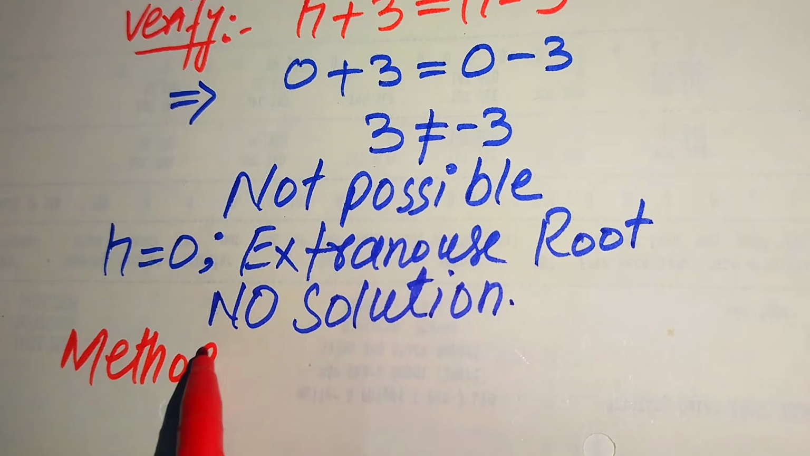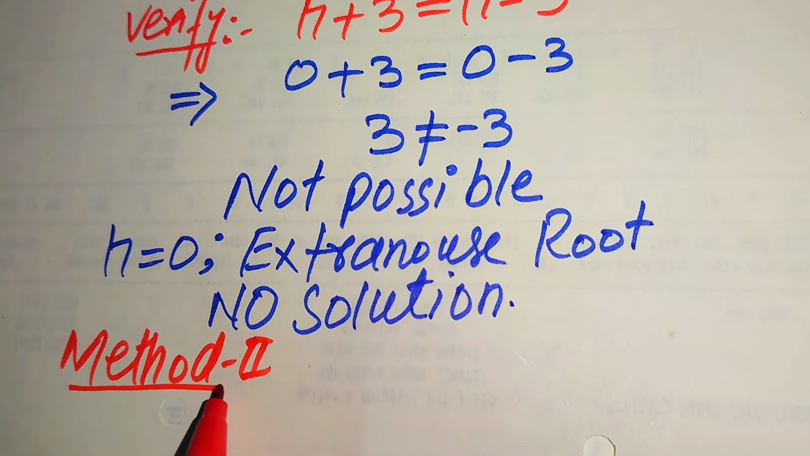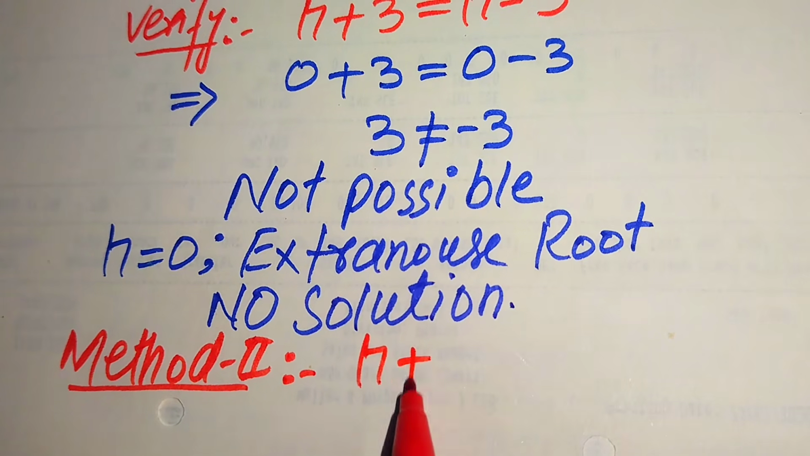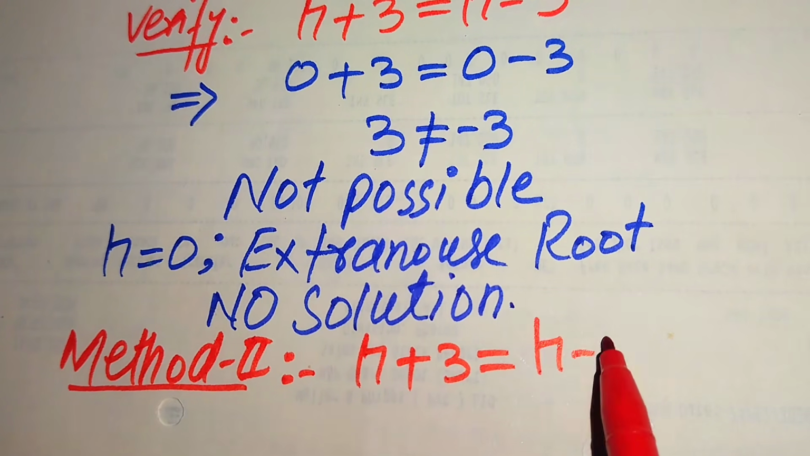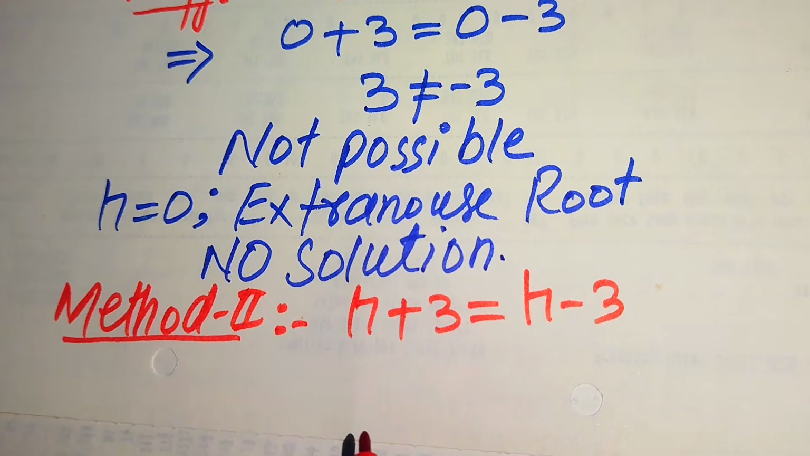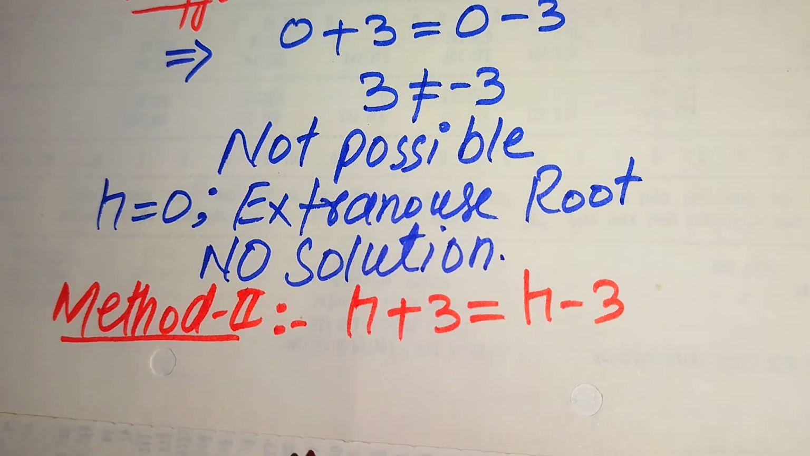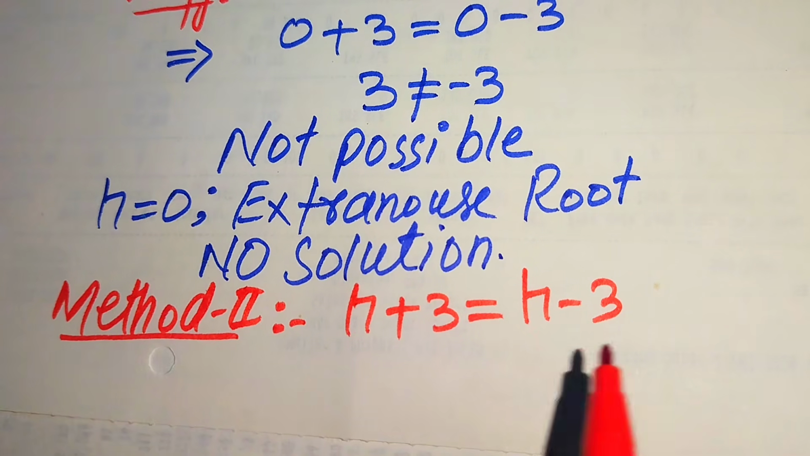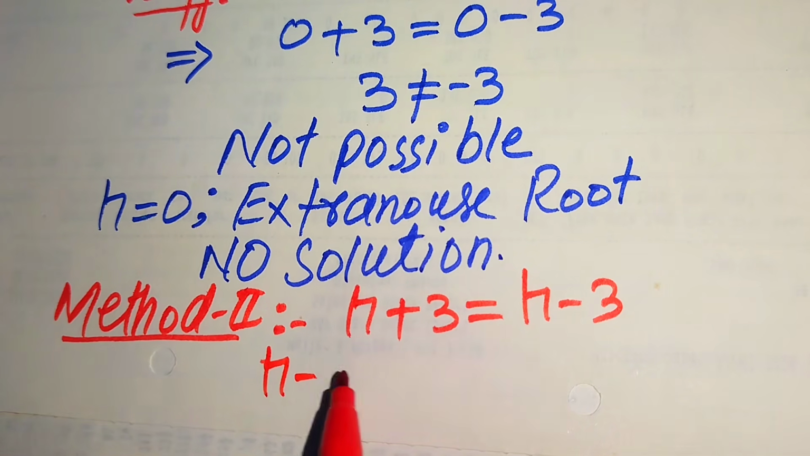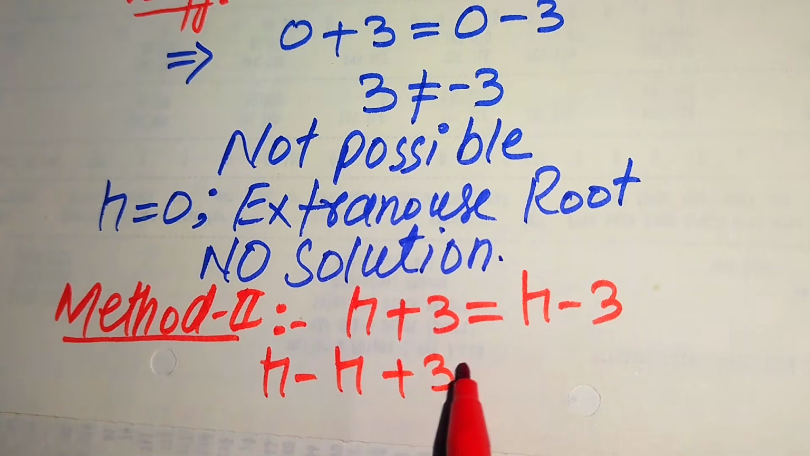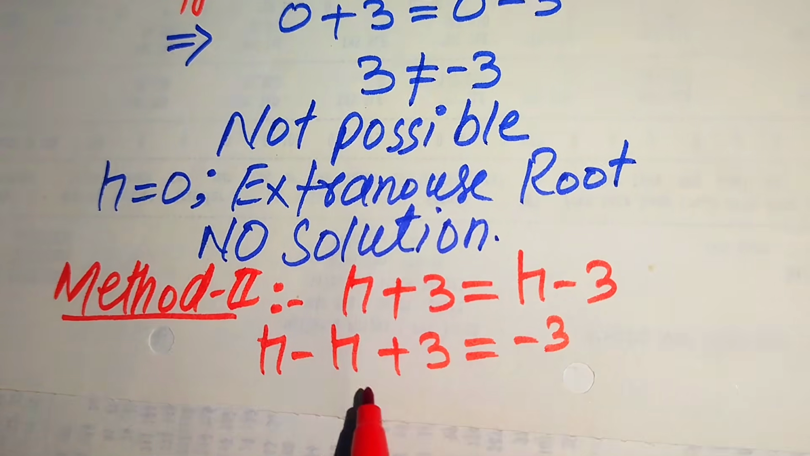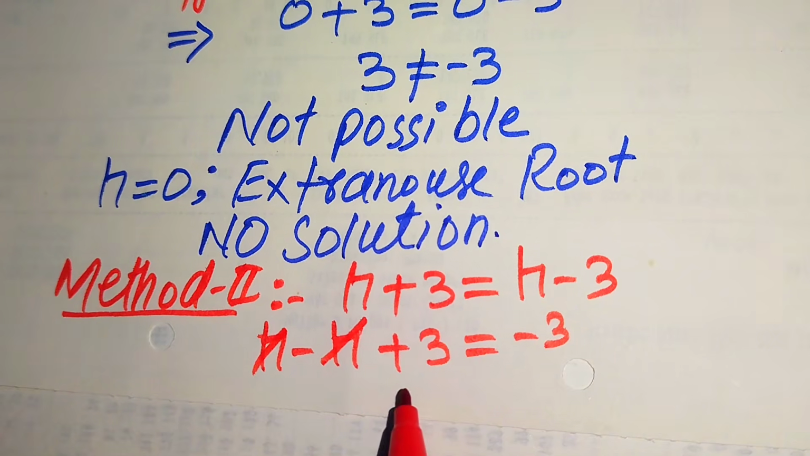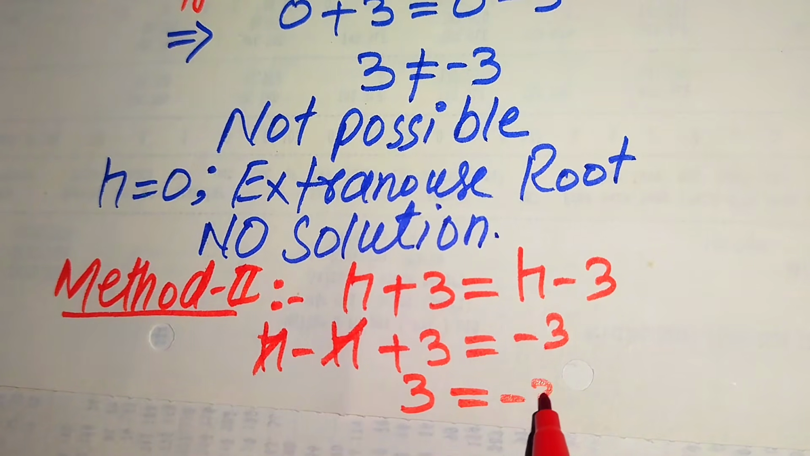For the second method, we need to copy down the given question statement. Here it is h plus 3 is equal to h minus 3. In order to determine the solution set of this problem, in the second method we do some direct or quick steps in which we quickly determine the solution set of this problem. Here we move this h to the left hand side, and it becomes h minus h plus 3 is equal to minus 3. You see that minus h and plus h are gone, and we get 3 is equal to minus 3.